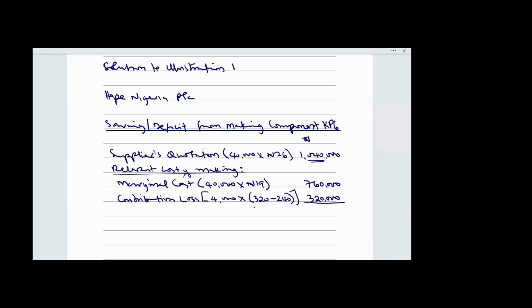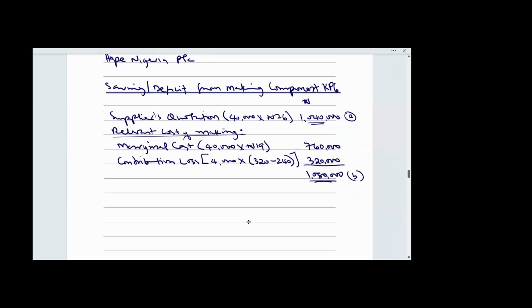So no other cost again. Add it up: 320 plus 760 is 1,080,000. So this is A. This is B. All right. So savings or deficits.